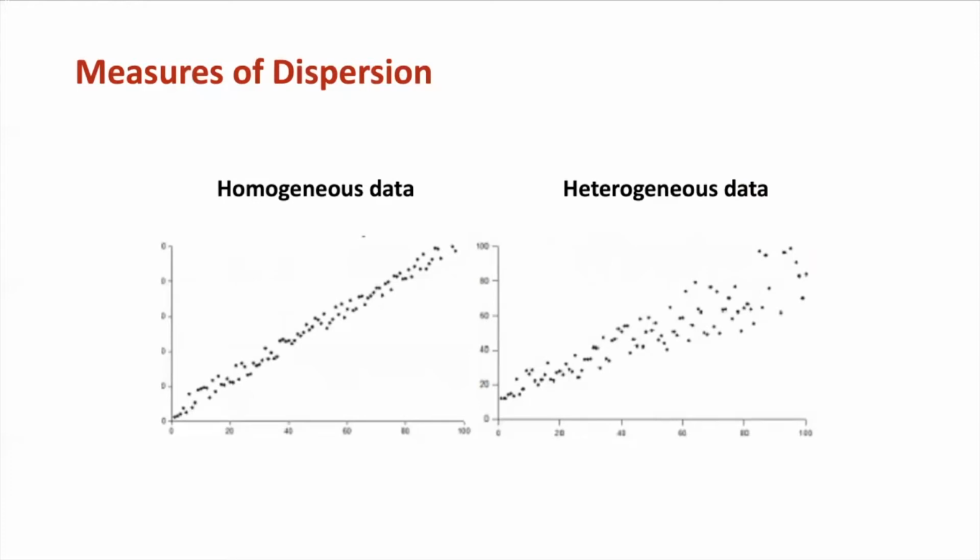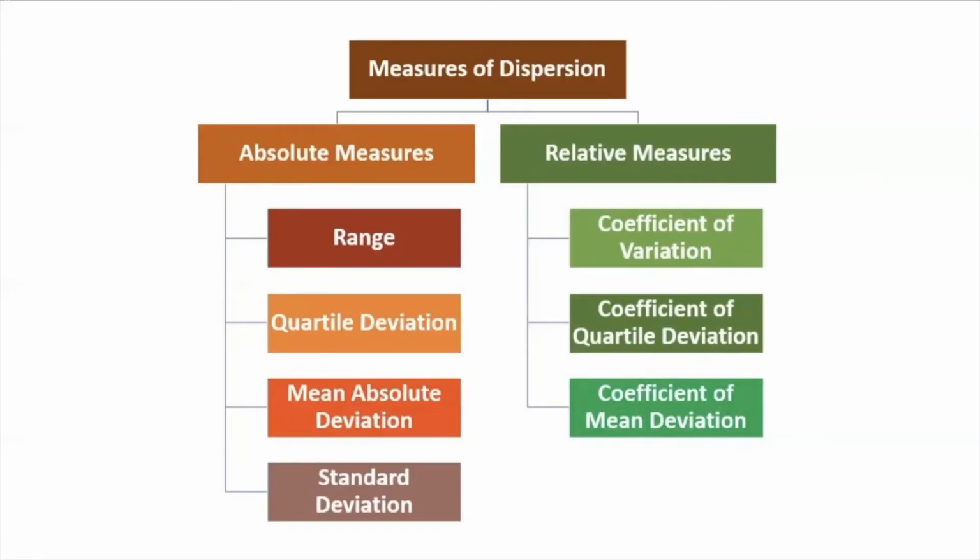In statistics, the measure of dispersion helps to interpret the variability of the data. In simple words, to know how homogeneous or heterogeneous the data is. As you can see in this figure, this is our homogeneous data and this is our heterogeneous data. They both differ in the spread of the data. So now we are familiar with measure of dispersion and dispersion. So we will look into the types of measure of dispersion.